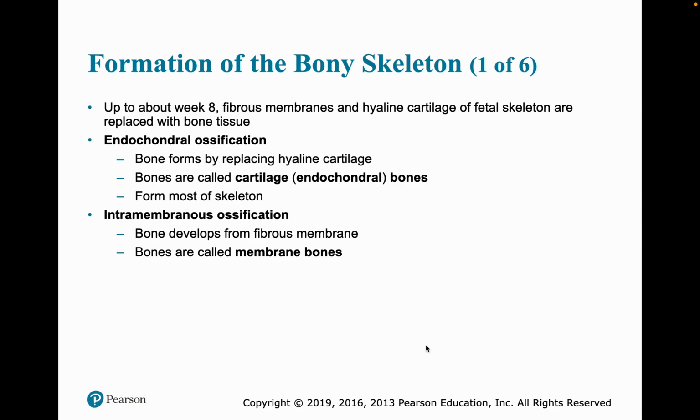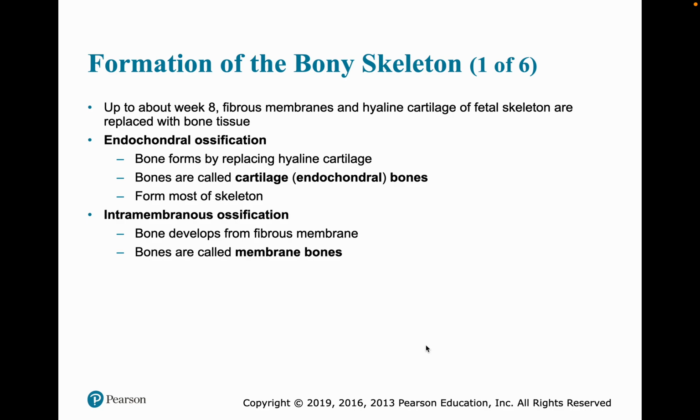And the bones that are formed this way are called cartilage or endochondral bones, and most of the skeleton is formed in this way. Most of the time when we grow bone, we put down a hyaline cartilage model and then replace that model with bone tissue.